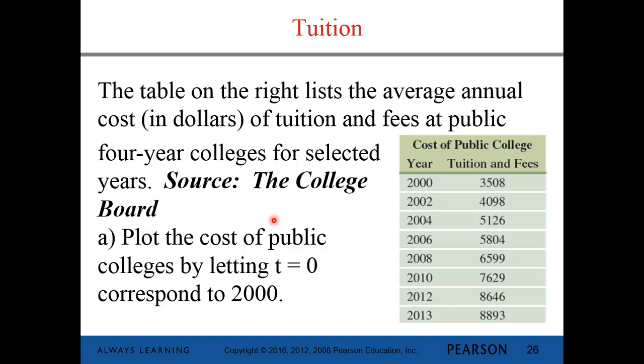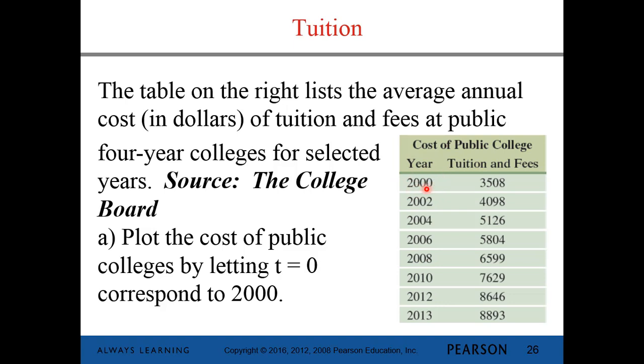Okay, so let's look at an application type problem. Let's look at tuition and fees. The table on the right lists the average annual cost of tuition and fees at public four-year colleges according to the College Board. Given this table of data, we want to plot the cost of public colleges, and we're going to assume that the first year, 2000, is t equals 0.